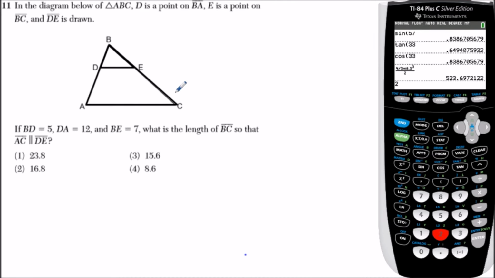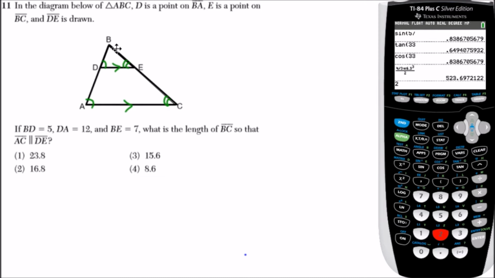Okay, for this question here, what I like to do, well, I'll get to that in a moment. What we're trying to find first is the length of BC that would make AC parallel to DE. Now, in order for these lines to be parallel, that would mean that angle A and angle BDE are the same, and then BED, this angle would match angle C, which would make this big triangle similar to this smaller triangle up here.